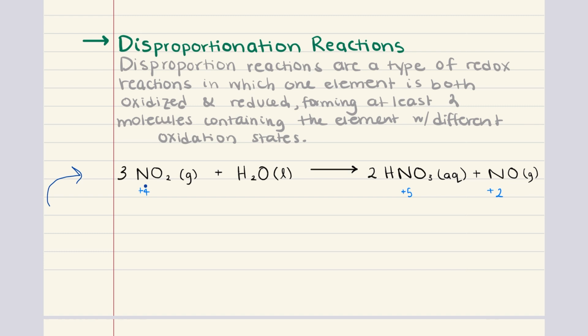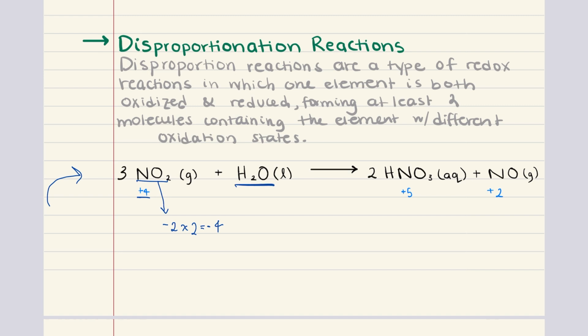Here we have nitrogen dioxide. Oxygen is going to have an oxidation number of -2, and there are two oxygen atoms. This gives us a total negative charge equal to -4. This is a neutral compound, so that means we have to make sure that the sum of the oxidation numbers equals 0. For that to be true, nitrogen has to have an oxidation number of +4. +4 minus 4 equals 0.